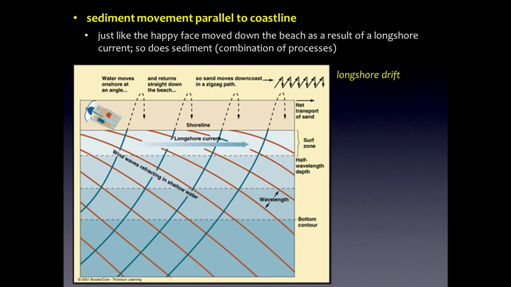If you're a little grain of sediment that's caught up in that wave and is moving with that water, as the wave washes onto shore, you're going to move up the shore at an angle and move down perpendicular. And what happens is we see the movement of sand down the coastline in a zigzag path, and we call this longshore drift. So we move sediment along coastlines as a combination of both longshore current operating just offshore, as well as this longshore drift, the zigzag movement of sediment along the actual beach face.